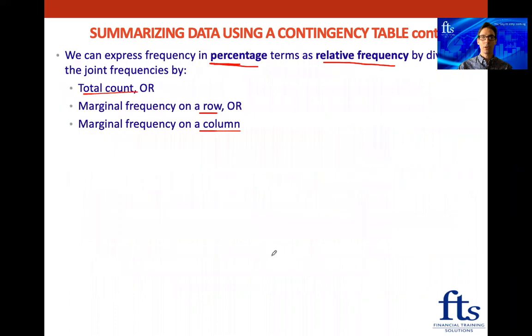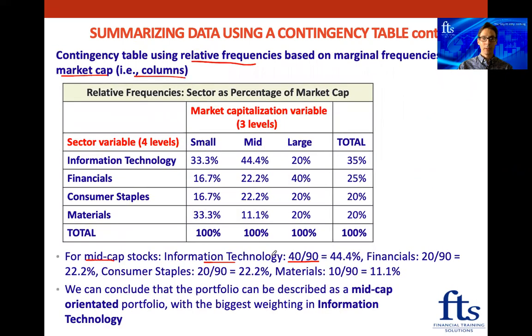So let's have a look where we are now. There we go. Okay, so that's what I was saying. So the financials, they're going to make up 22% of the mid caps, the consumer staples also 22%, and the materials only 11%.